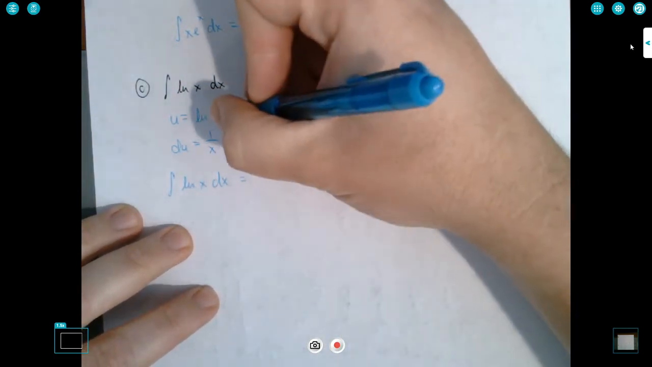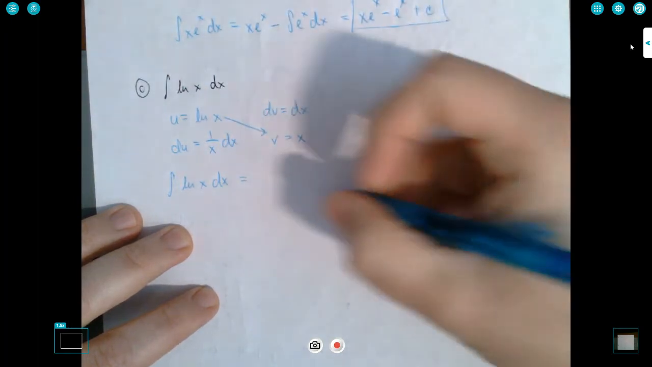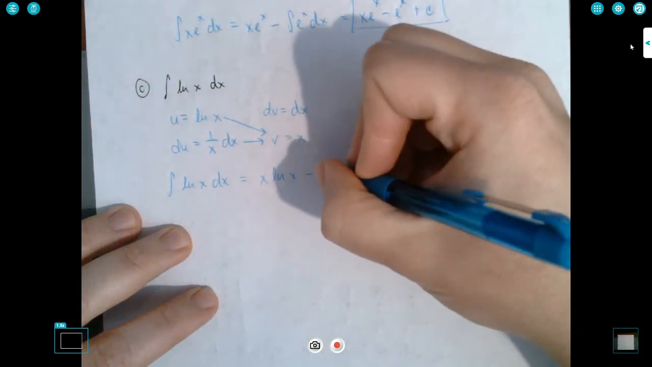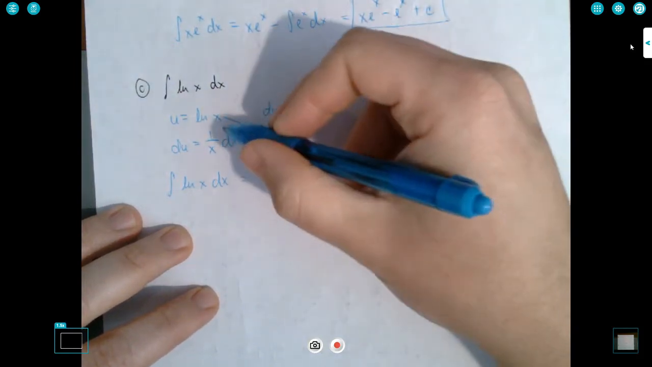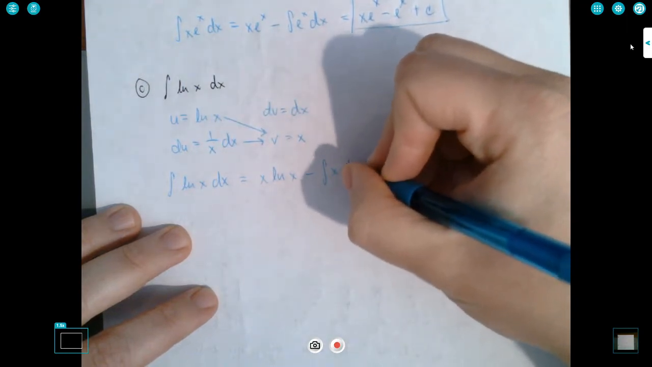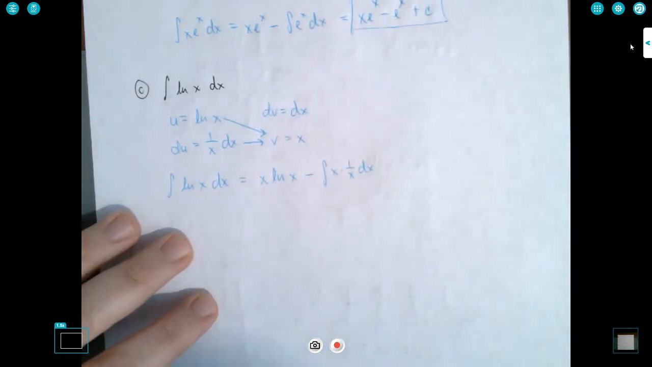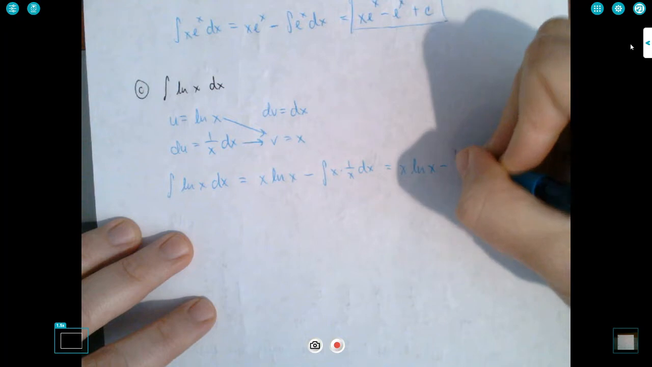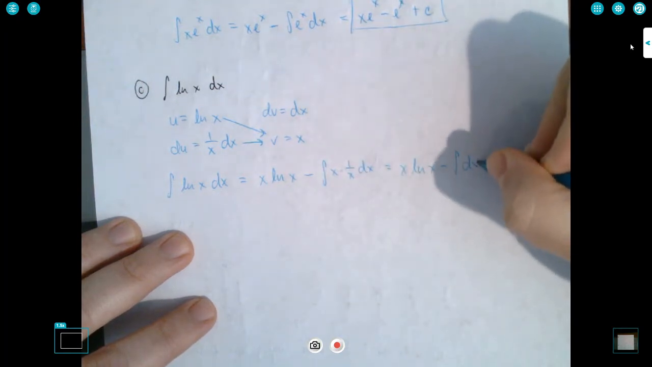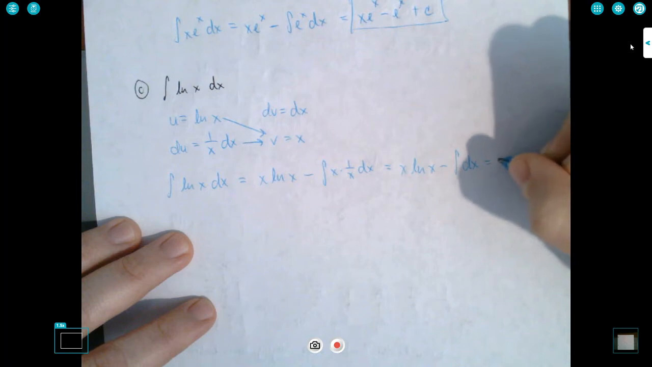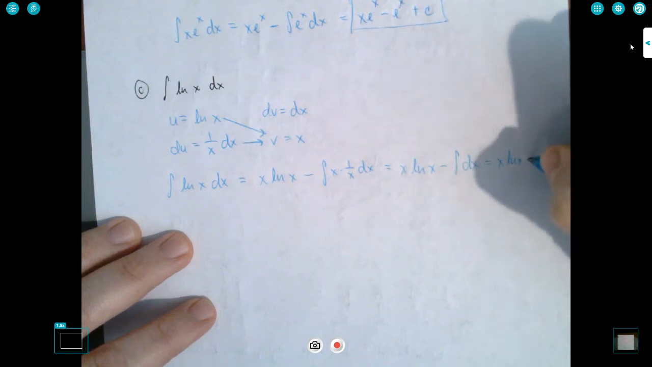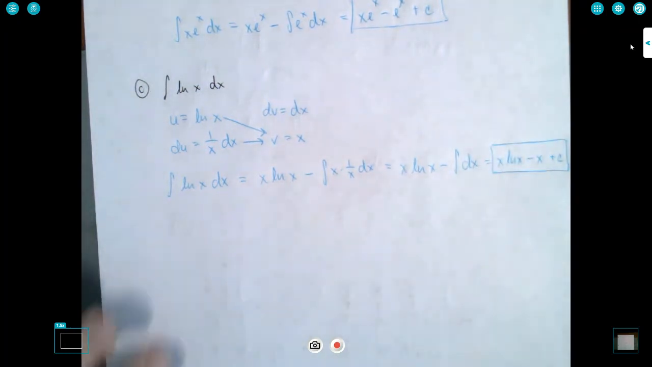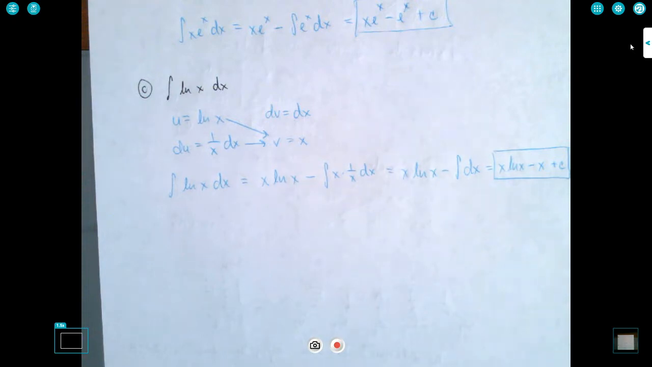is going to be x times ln of x, okay, minus the integral of x times 1 over x dx. Oh, that's not bad at all, right? That's x ln of x minus the integral of, the x's here will cancel and just give us dx. So in other words, that's x ln of x minus x plus c. And there you go. Again, you can differentiate that to make sure that it actually works.